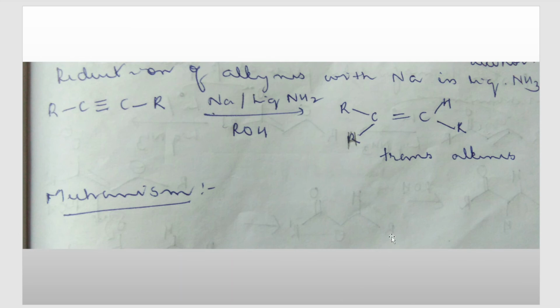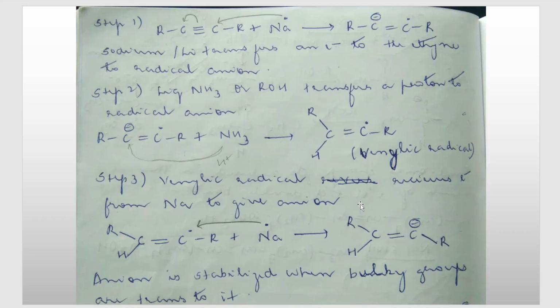Next is the reduction of alkynes with sodium. One more reagent that we use for reduction is sodium in liquid ammonia in the presence of alcohol. Here the alkyne, on reduction with sodium in liquid ammonia, will give you a trans alkene. What is the mechanism of this reaction? Step number one: we take the alkyne, and there is a formation of a radical anion. Radical anion means it has both a free radical and an anion.